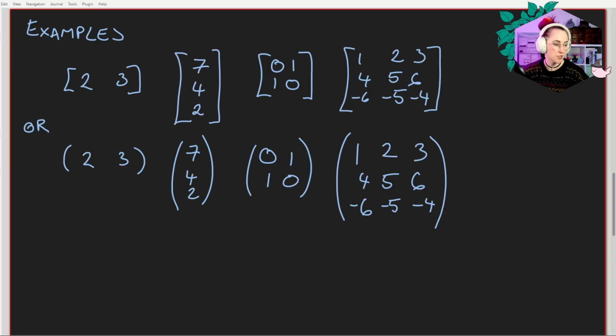Commas get confused with subscripts if you write out elements with subscripts. Yeah, that's true. Oh yeah, because A1, comma, A, yeah.